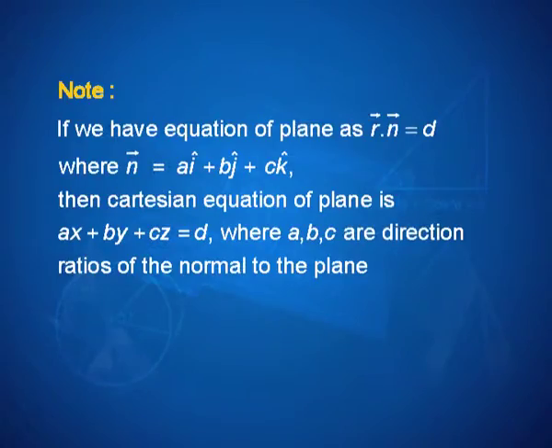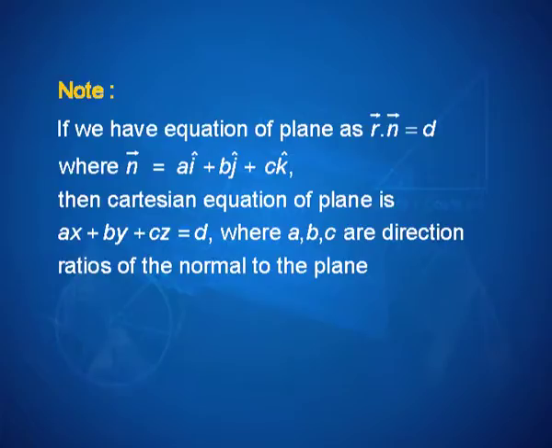Now, what we have to note here is that if the equation, that is r dot n cap equal to d, had a unit vector, and in place of a unit vector I have, say, a vector n known to us, and we have an equation given as r dot vector n equal to d, then the Cartesian equation of the plane would translate as Ax plus By plus Cz equal to d. Then A, B, C, that is the coefficients of x, y, z, are the direction ratios of the normal to the plane.